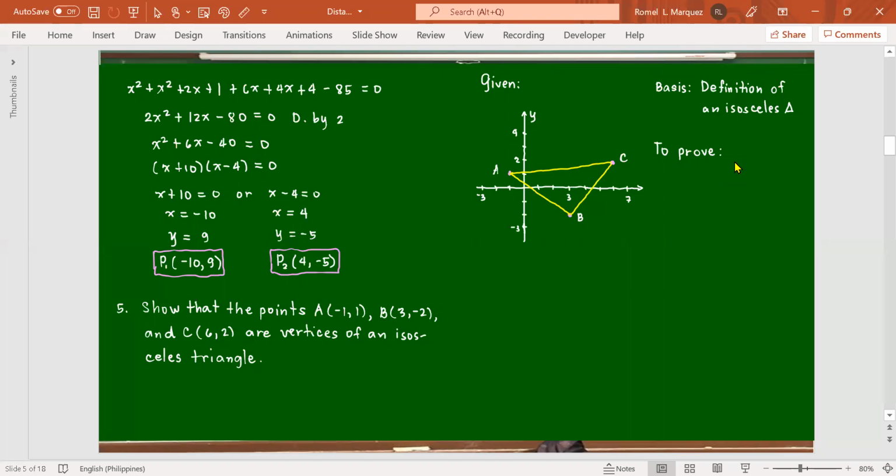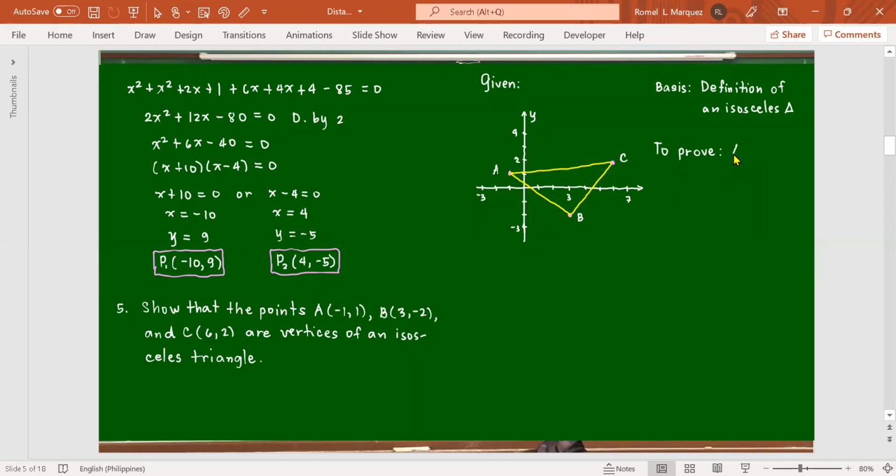Okay, reword your definition. An isosceles triangle is a triangle with 2 equal sides. And that means it is possible to have exactly 2, possible to have 3, as long as there are 2 equal sides. Or much better, at least 2 equal sides. Clear, children? Yes po, sir.